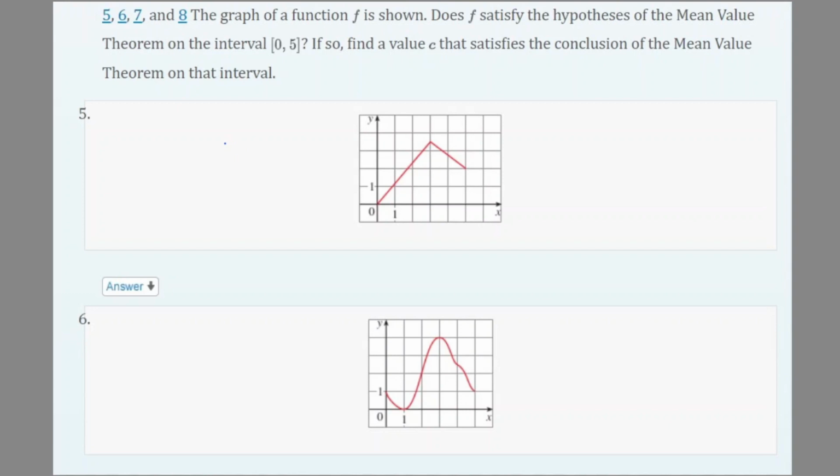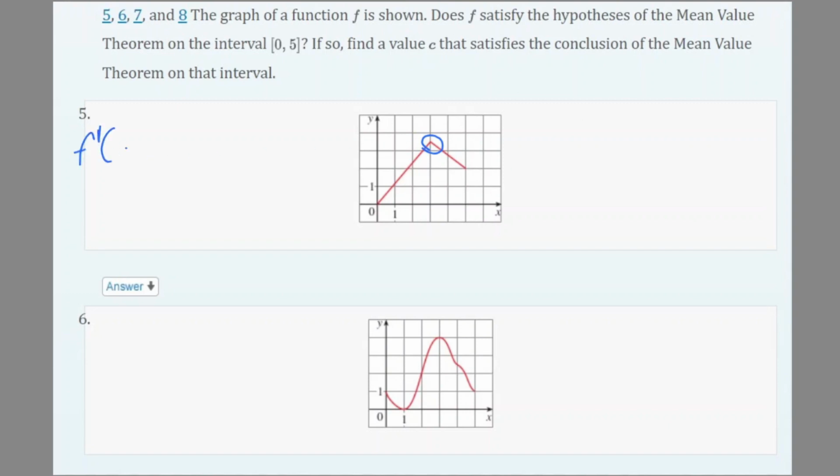Alright, so let's take a look at number 5. Number 5, we have a little function going on here. What we could pinpoint is that there's a sharp corner here, so that's not a good sign. But let's continue on with the question anyways.